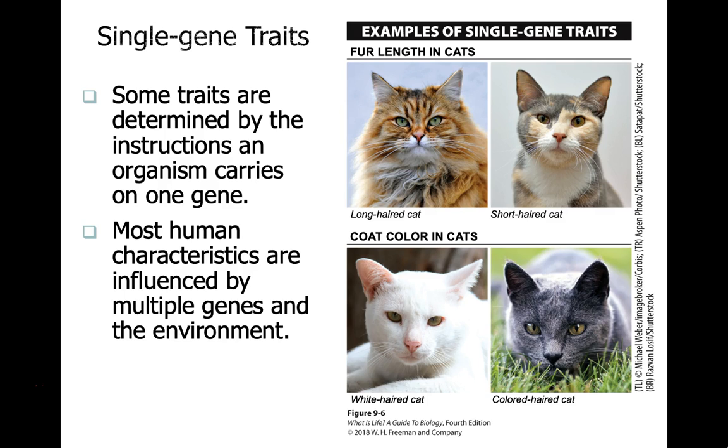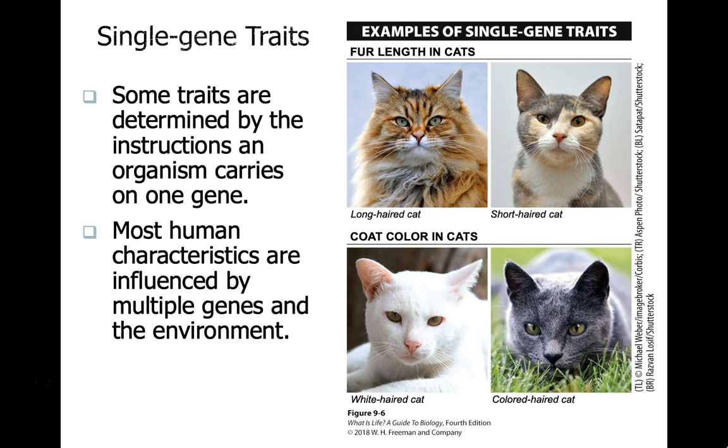Same thing with white-haired cat or colored-haired cat. This is controlled by 1 gene. A single gene controls fur color, and then you have multiple alleles that give you different fur colors. Now we look at single gene traits because they're easier to study. And it's easier to follow the pattern of inheritance when you're only looking at 1 trait.